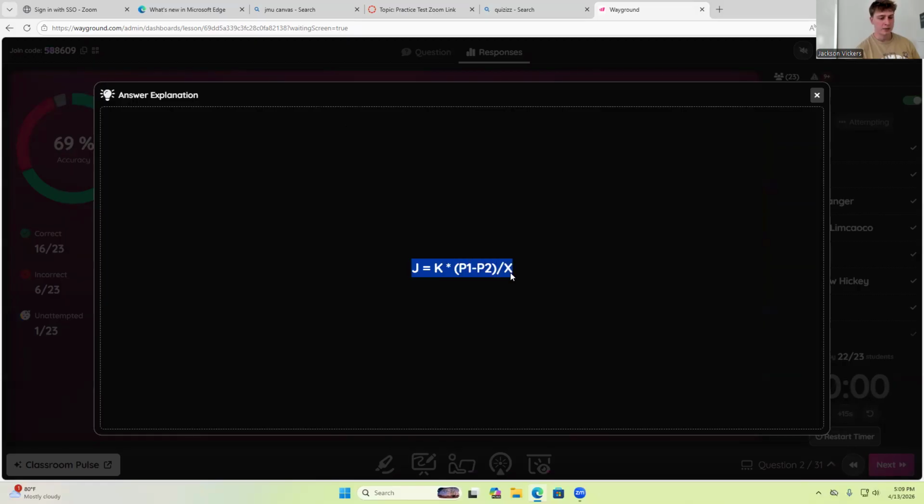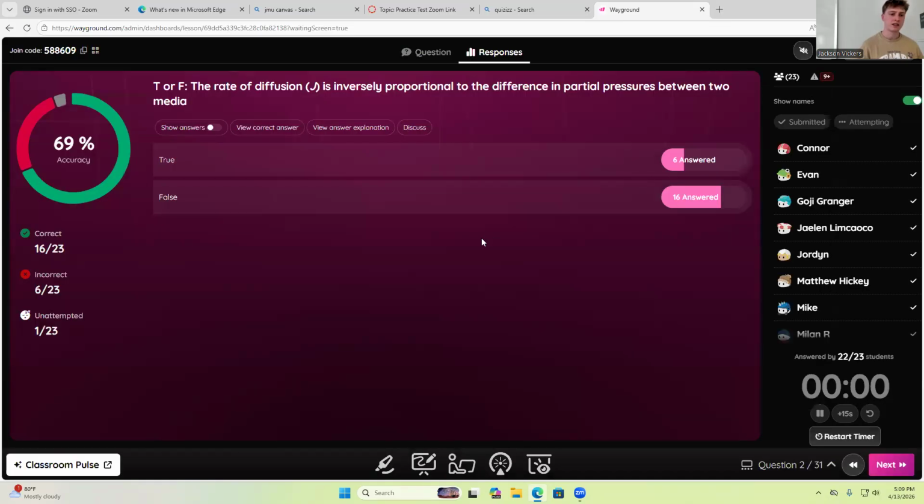J equals K times P1 minus P2. K is the Krogh diffusion constant or something. I honestly forget what that is, but since this is in the numerator here, that means that as we increase that difference in partial pressures, as we make that gradient stronger, the rate of diffusion is going to be even faster, which makes sense.